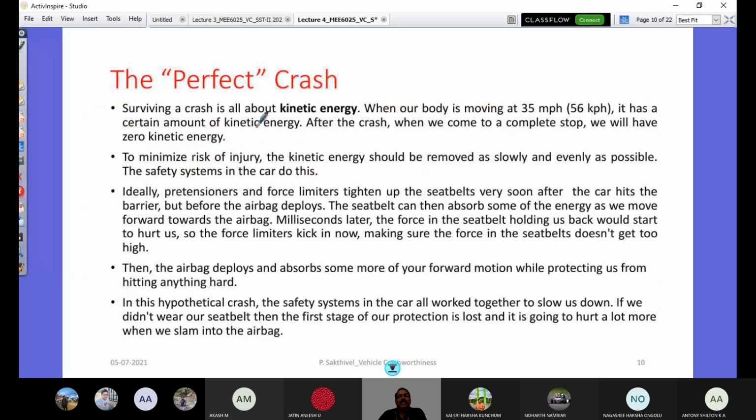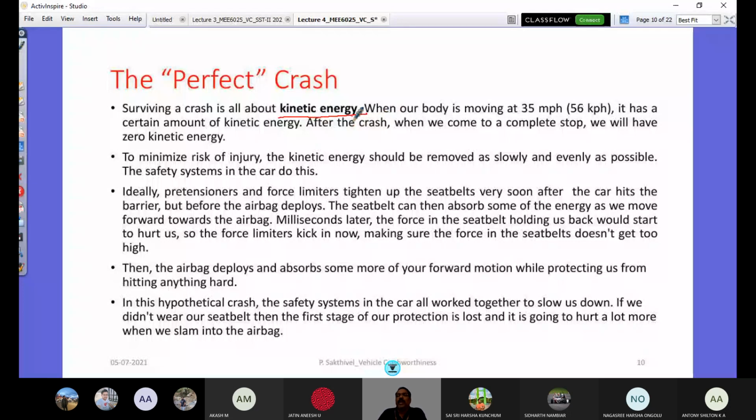So surviving a crash is all about kinetic energy, right? Because the vehicle is in motion, it is suddenly stopped by the barrier impact. So the event completes in 100 milliseconds. So there is a huge, high kinetic energy dissipation that has to take place. So that's what the frontal portion of your vehicle in this particular test should take away by plastically deforming. That should not regain its shape. That has to go to a permanent deformation. That's what you have seen in the previous slide.